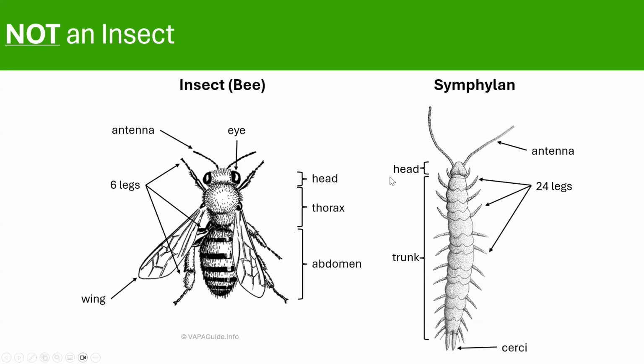Insects also have a few other things that you won't find on the Symphylan. Insects usually have eyes. Not all of them do, but most of them do. And a lot of insects have wings. And obviously Symphylans don't. Symphylans are eyeless. Their antennae are the only thing they have to perceive their environment. So it's not an insect, okay? It's an arthropod. It's its own kind of thing.